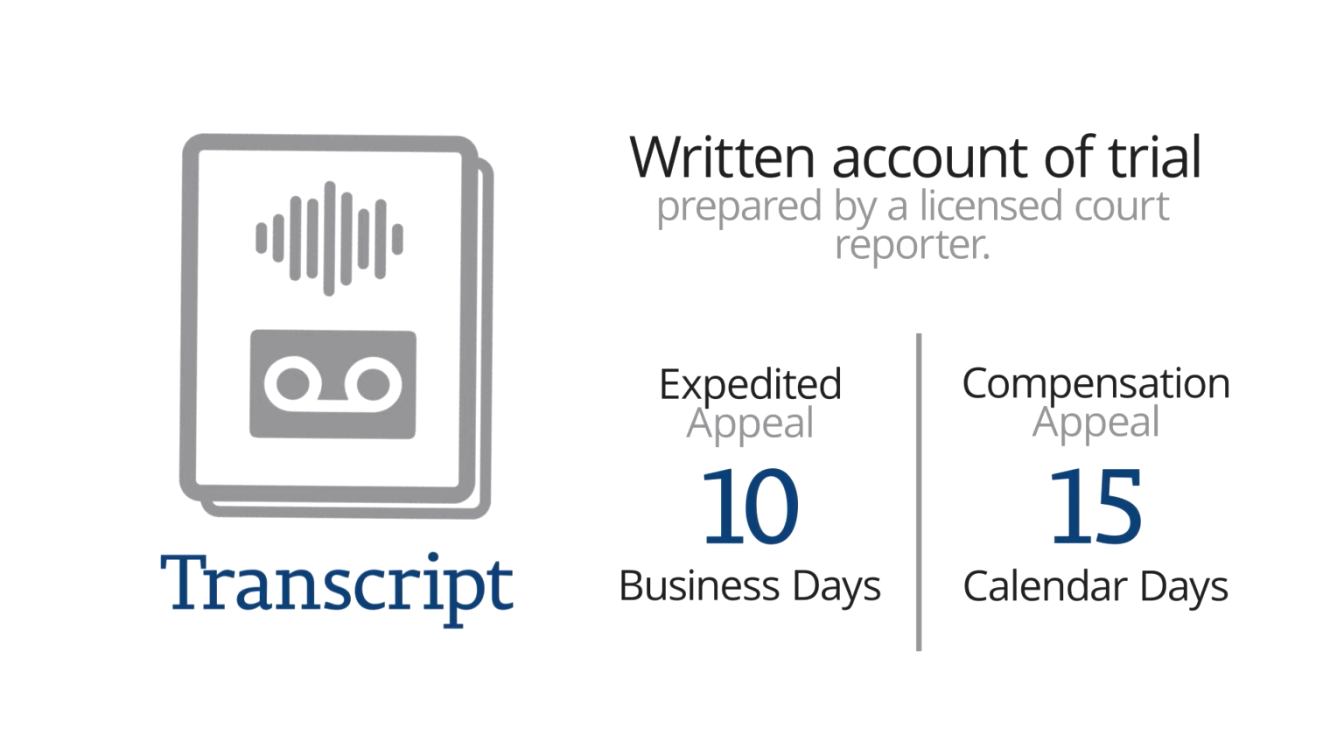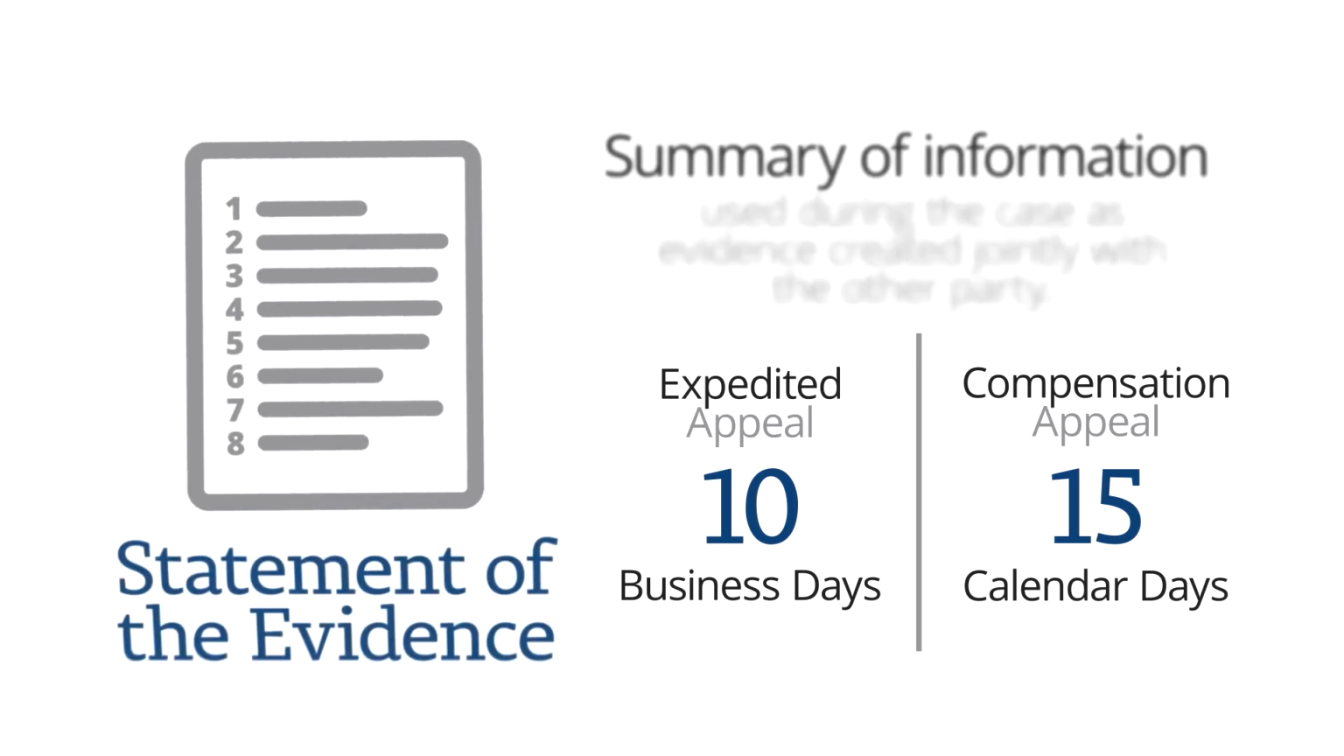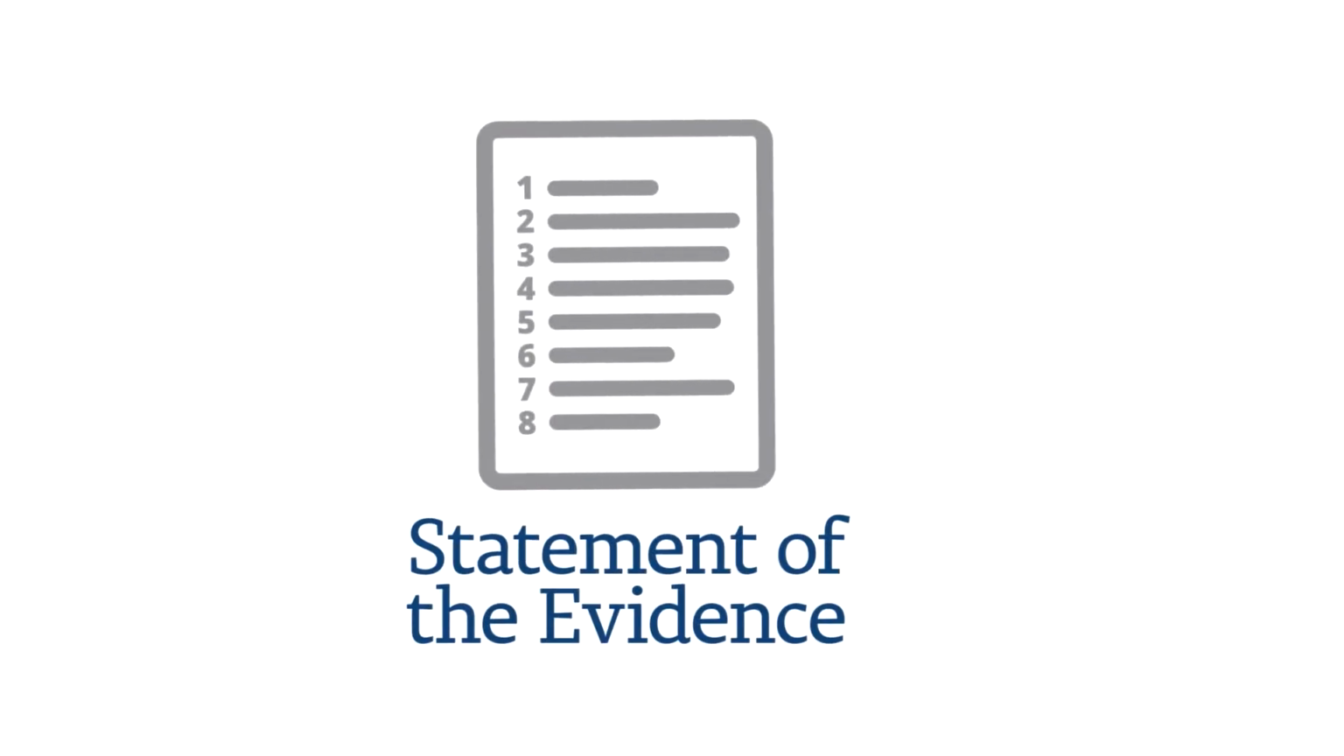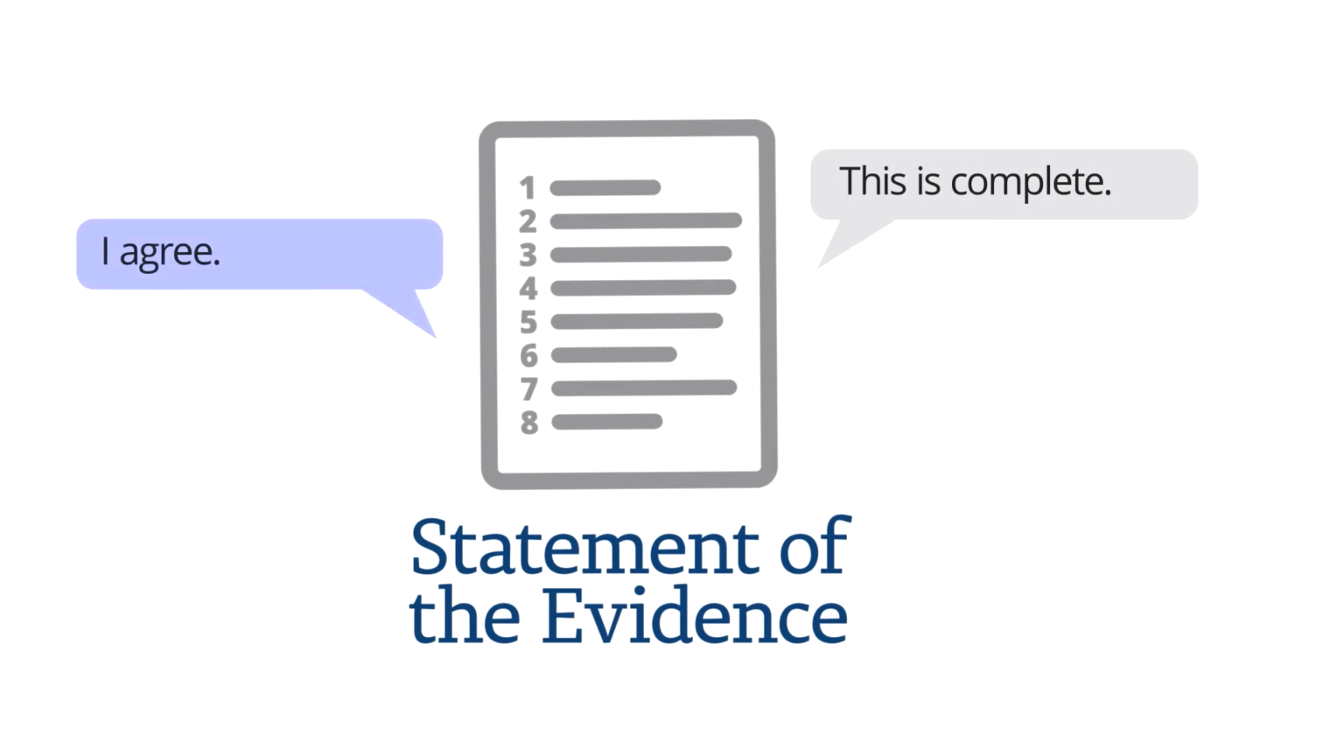Instead of filing a transcript, the parties can elect to file a jointly prepared statement of the evidence, which must be approved by the trial judge within these same time limits. If a joint statement of the evidence is filed instead of a transcript, it's essential that it be a complete and accurate account of the testimony presented in the trial court. And importantly, the statement of the evidence must be joint, meaning that you will need to work with the other party to come up with a statement of the evidence you both agree is complete and accurate, and present that to the trial court for approval.